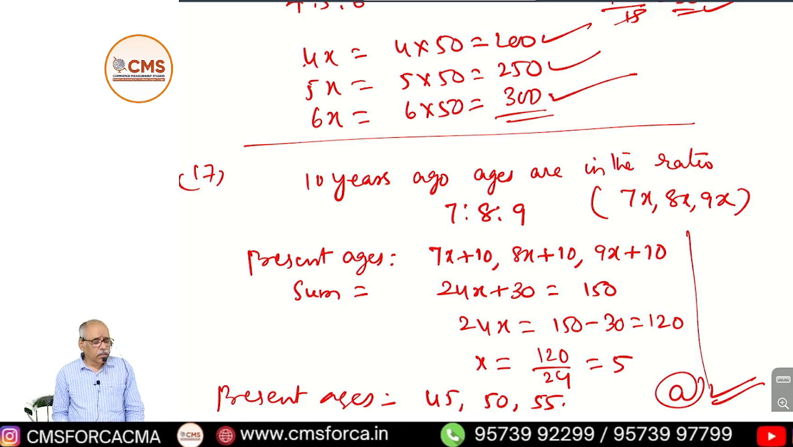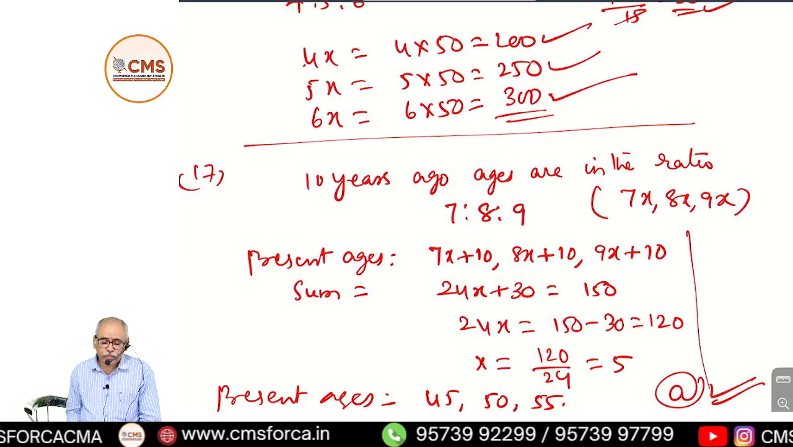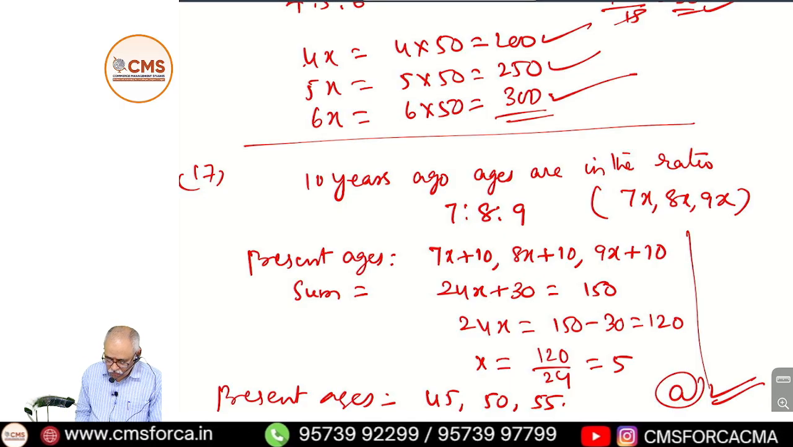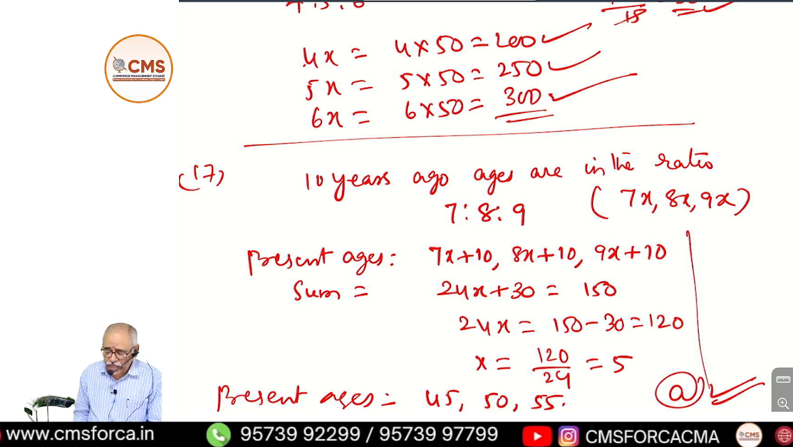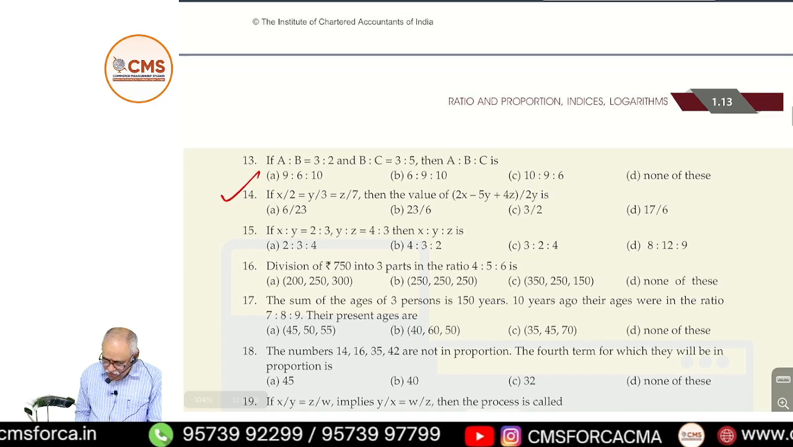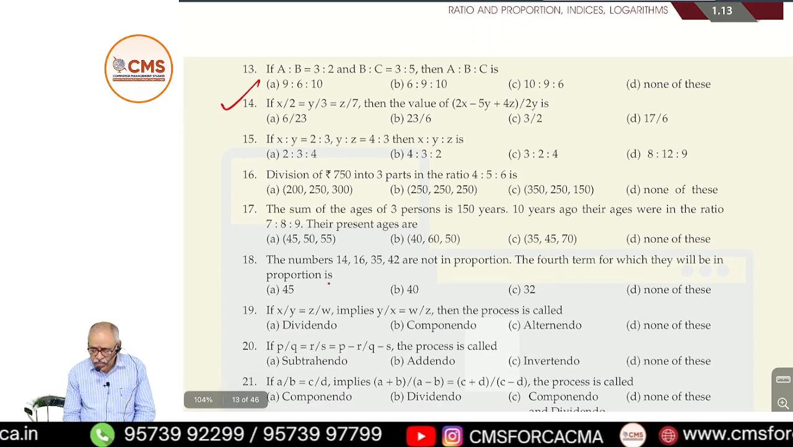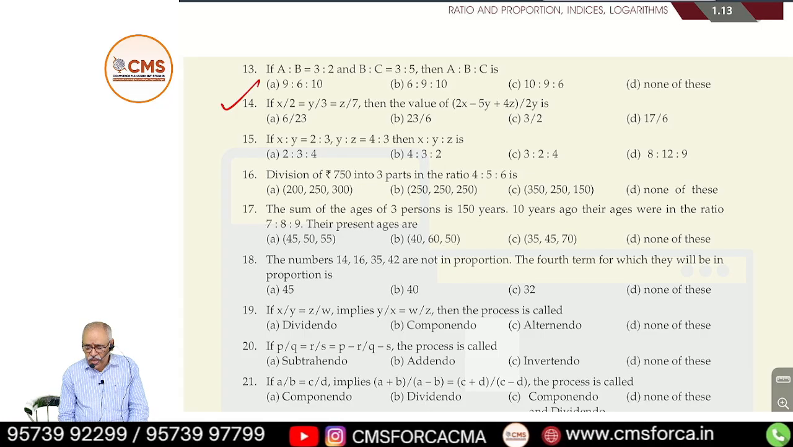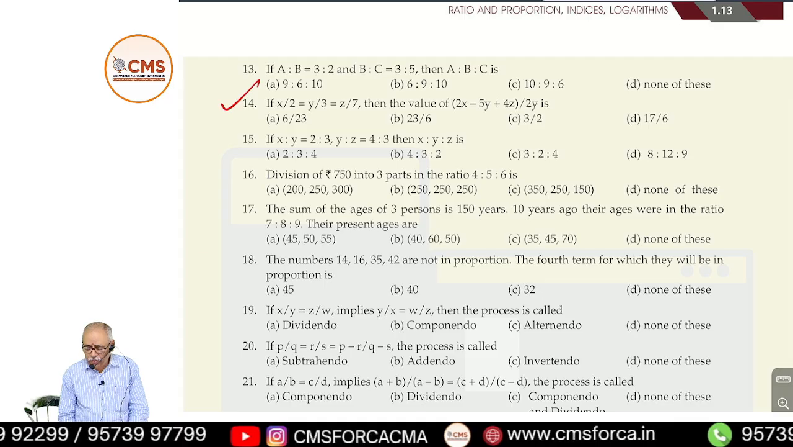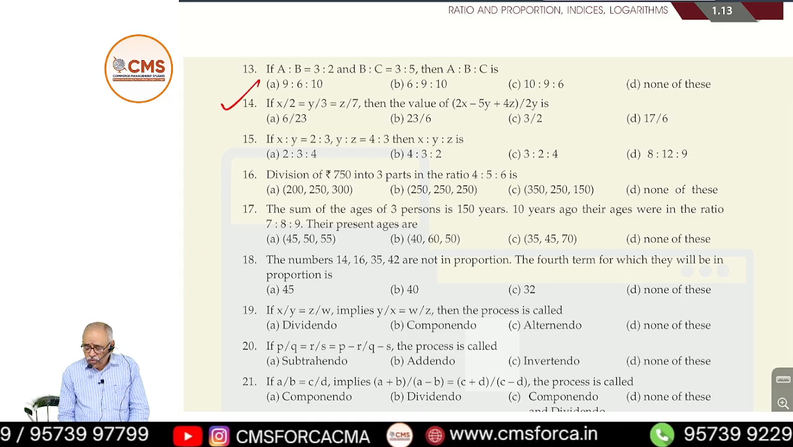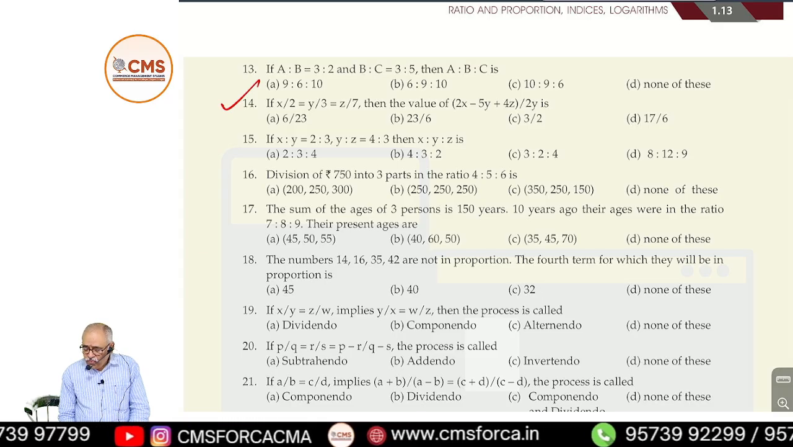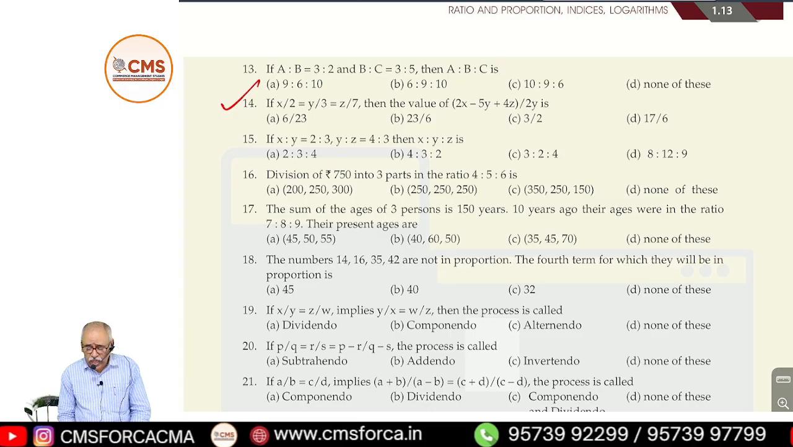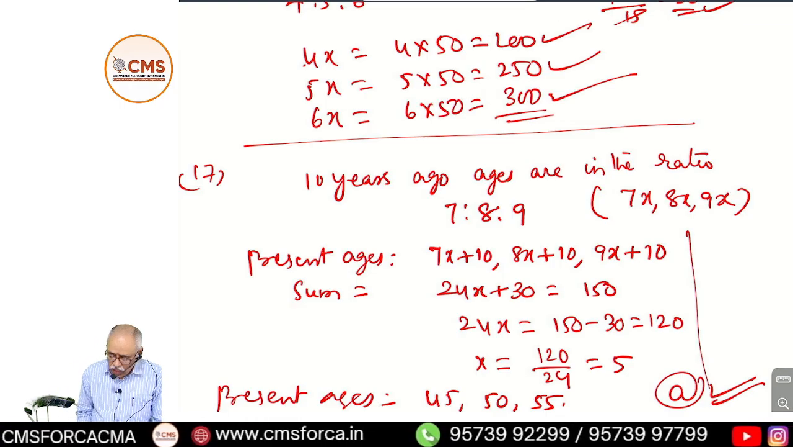Understood or not? Shall we go to the 18th question? I will show you the 18th question. Read it once. The numbers 14, 16, 35, 42 are not in proportion. We have to change the fourth term so that they will be in proportion. Okay? See here.